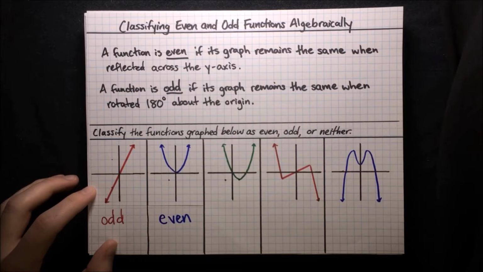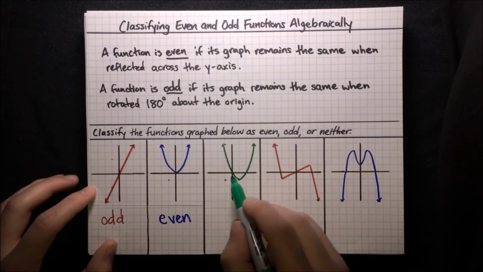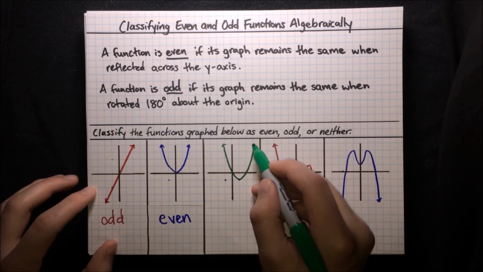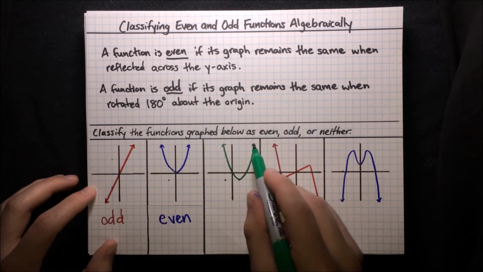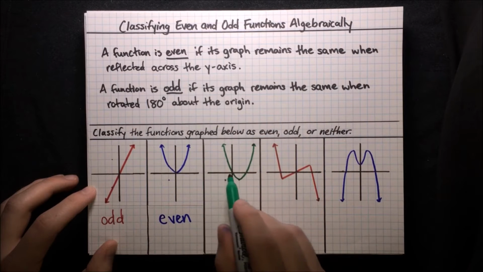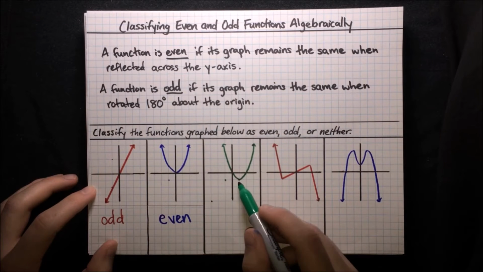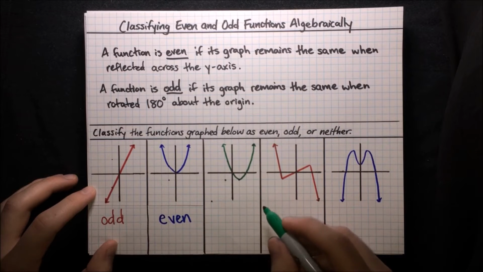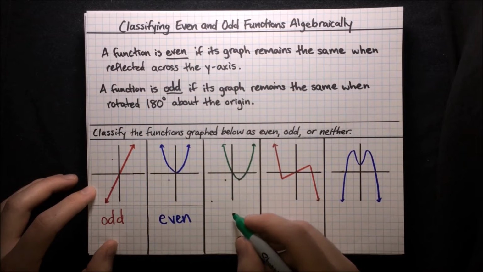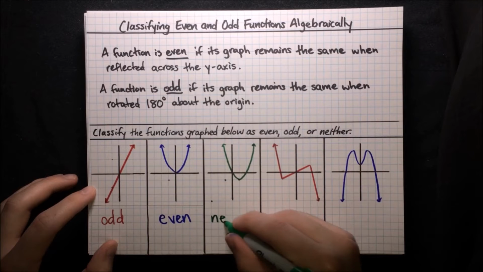Is it odd though? Well, does its graph remain the same when rotated 180 degrees about the origin? Why don't we take another test point for that? Why don't we actually take this point up here, that's 3, 4. And let's rotate that 180 degrees about the origin. That goes all the way down here to -3, -4, but that's not on the graph either. So the graph changes when rotated 180 degrees about the origin, so the function isn't odd either. So it's neither even nor odd.